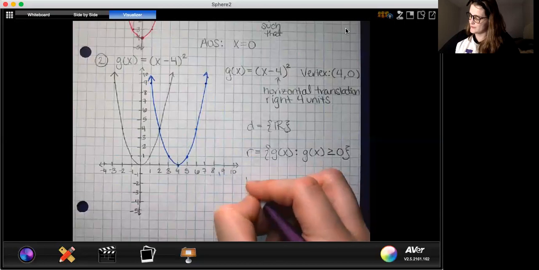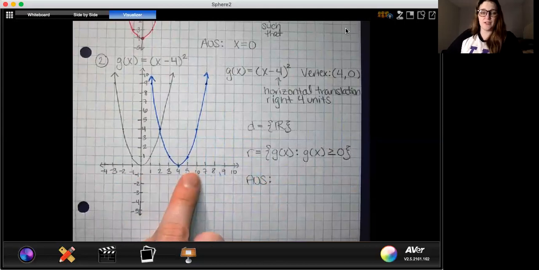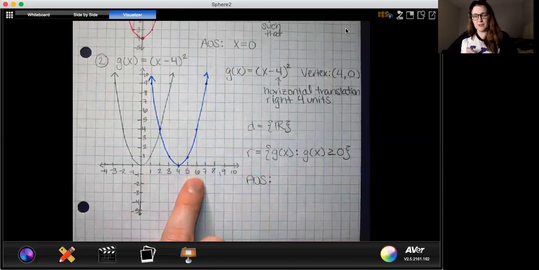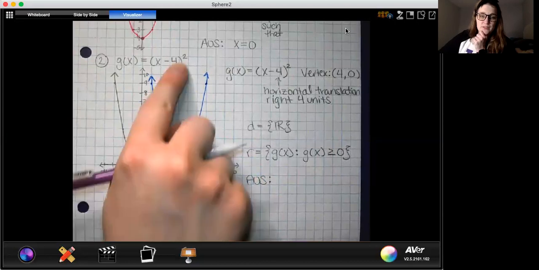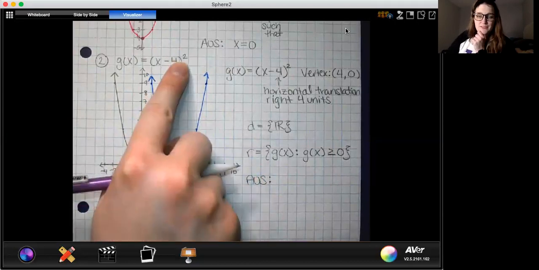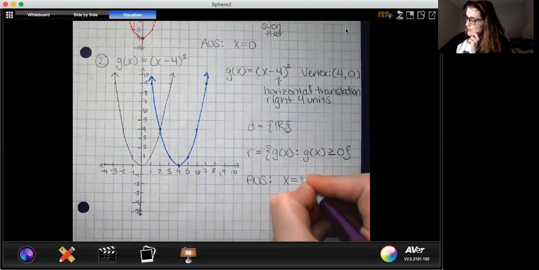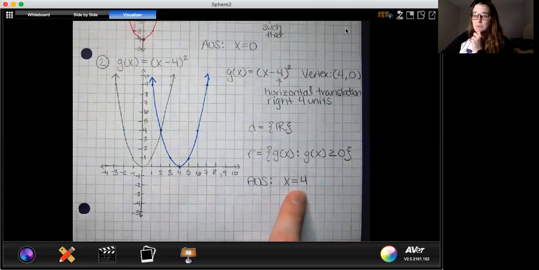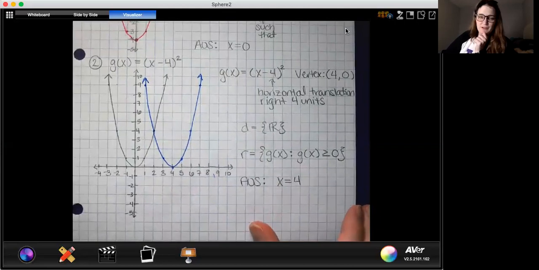And last but not least, our axis of symmetry. Now, our axis of symmetry is going to be different now because my vertex has changed. Where is going to be that vertical line or axis of symmetry to reflect or symmetrical of my graph? Hopefully you said x equals 4, because remember, it has to go through the vertex, and so therefore it should equal the x value of your vertex. So x equals 4. And it is an equation, so the x equals is important. Great. Let's go ahead and move on to number 3.